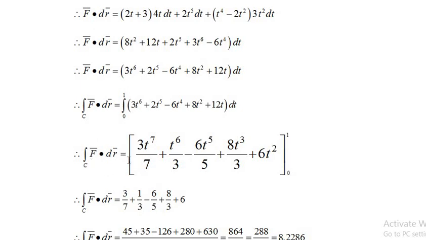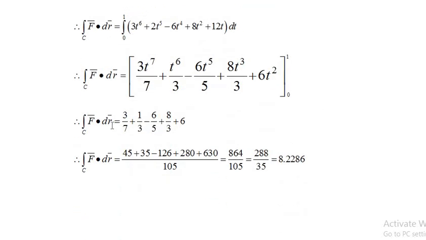And let us simplify. That is 3t to the power 7 upon 7 plus 2t to the power 6 upon 6, that is t to the power 6 upon 3, minus 6t to the power 5 upon 5 plus 8t cube upon 3 plus 12t square by 2, that is 6t square, from 0 to 1, equal to. Now in the entire expression we will first put t equal to 1 and later t equal to 0.